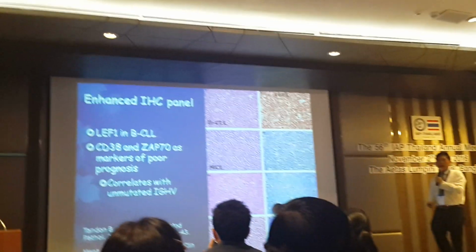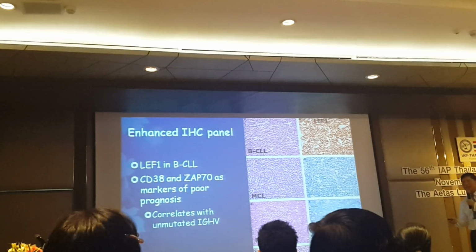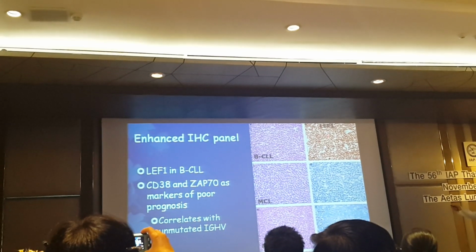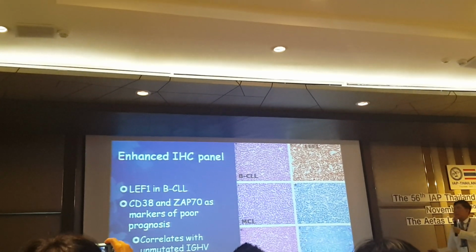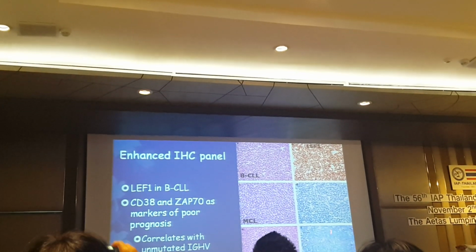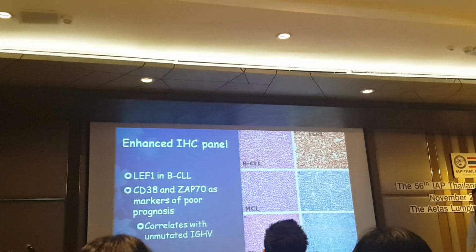So no problem diagnosing CLL in most cases. In some cases where the CD23 is not so positive, the CD5 is a little bit weak, you have a bit of difficulty. Now we have this marker called LEF1, which is a transcription factor that you see in CLL or SLL and not in many of the other low-grade B-cell lymphomas. This can be helpful in the diagnosis again.